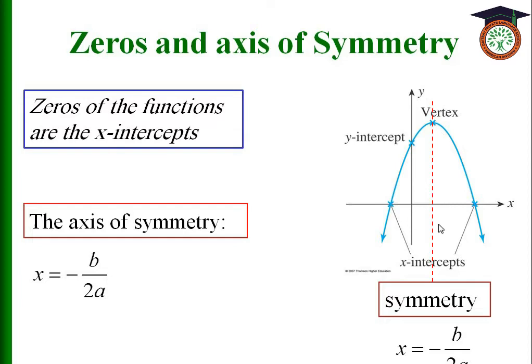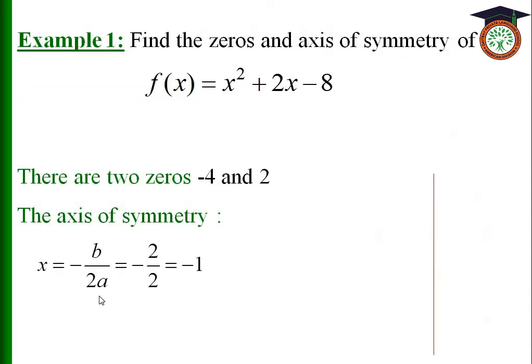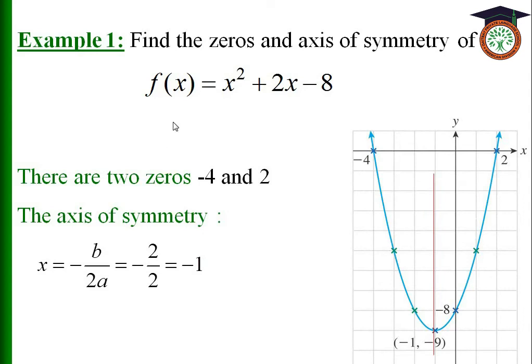How to find this axis of symmetry? You can find it by finding the value of x of the vertex. How? Using this rule: x equals negative b over 2a. Let's see an example. Find the zeros and axis of symmetry of this function.